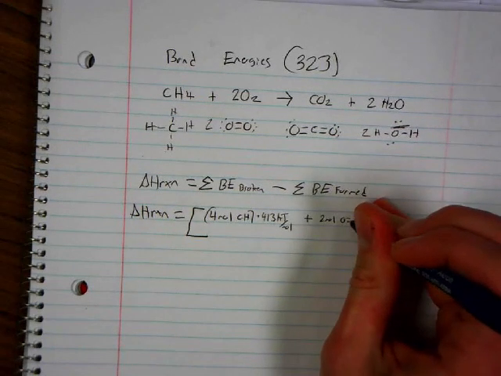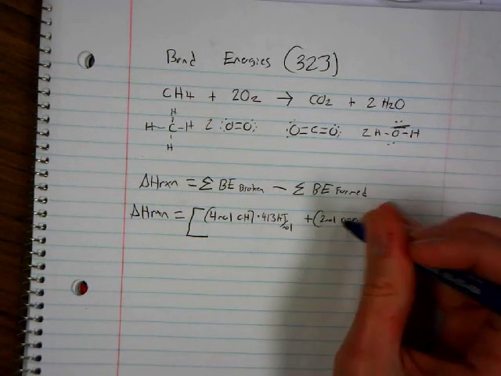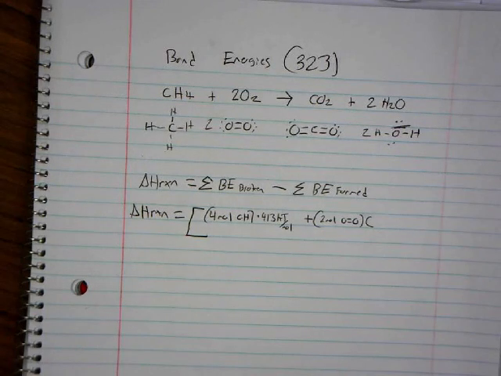Plus, how many oxygen double bonded to oxygen bonds do I have? 2. Yeah, I've got 2 moles of O double bonded to O.